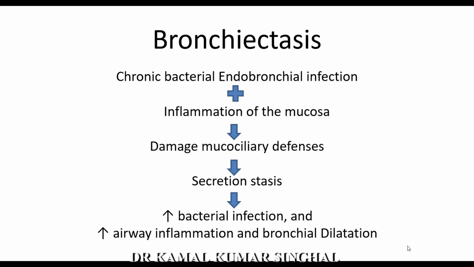Bronchiectasis, because of the chronic endobronchial infection and inflammation of the mucosa, results in damaged mucociliary defenses. This results in secretion stasis. The airway secretions are not able to clear out, and because of which the bacterial infection increases. There is increased inflammation and bronchial dilatation.